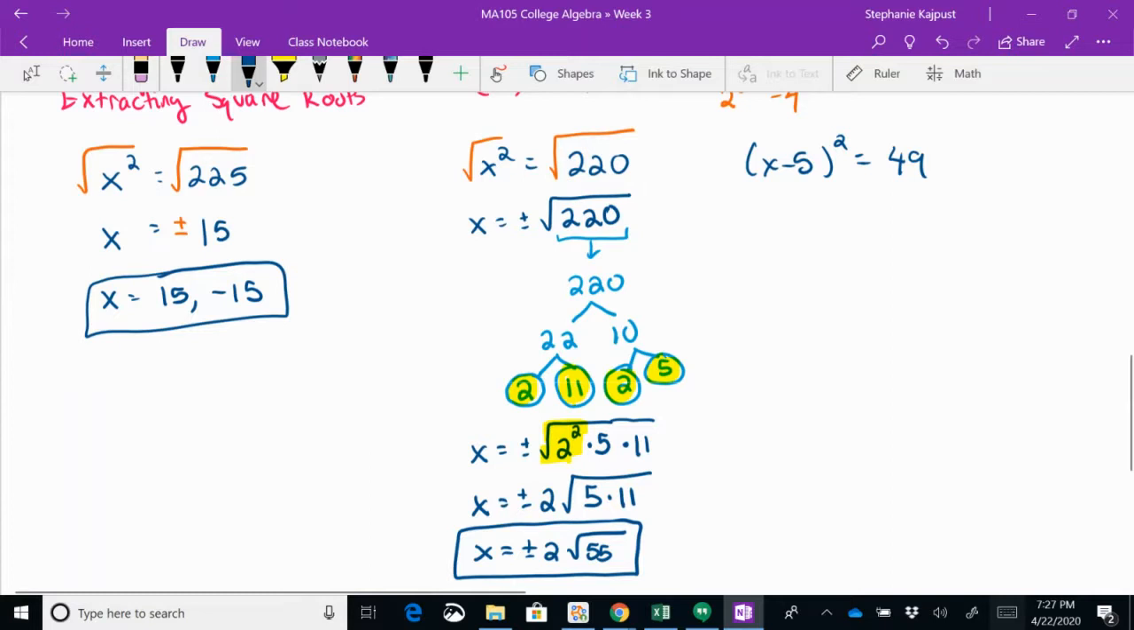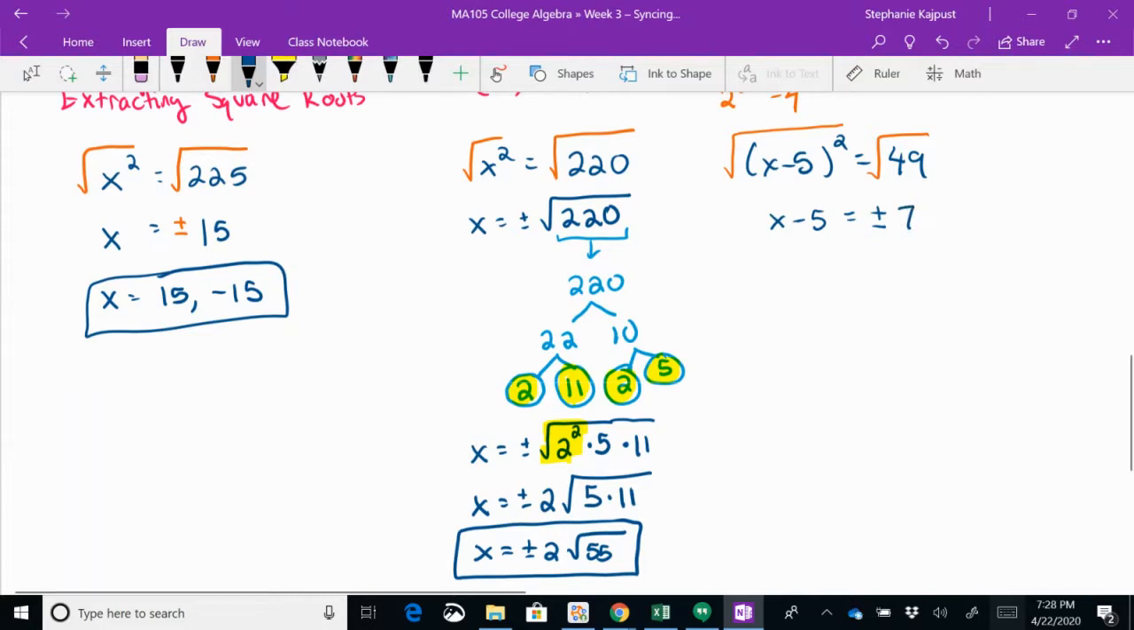Okay. So now I'm going to do the third one that I have here, where I have the x minus 5 in parentheses. So same thing, you're going to take the square root of both sides. And that still cancels out the square. And what you're left with is what's inside the parentheses, which is just the x minus 5. And then we get our plus or minus, and then the square root of 49, which comes out to 7.